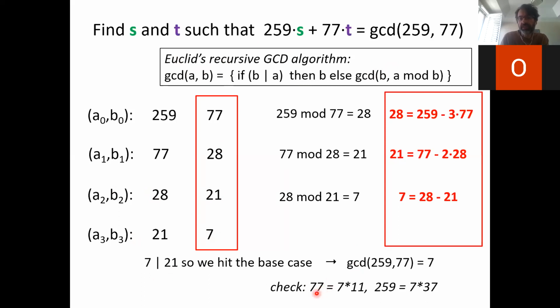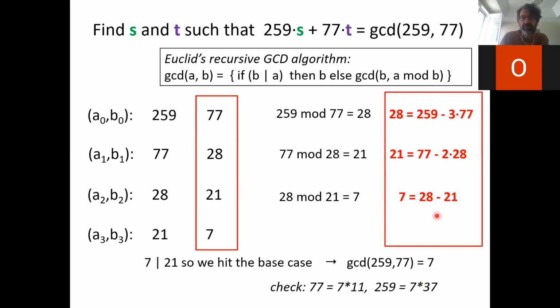So check that 77, indeed, prime factorization of it is 7 times 11. And 259 is divisible by 7. And well, 37 is a prime, but what you care about is that 11 is not its multiple. Okay, good. So we see how the algorithm works.